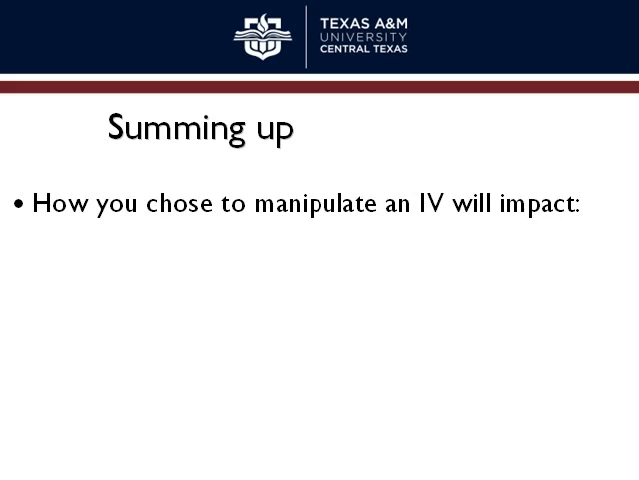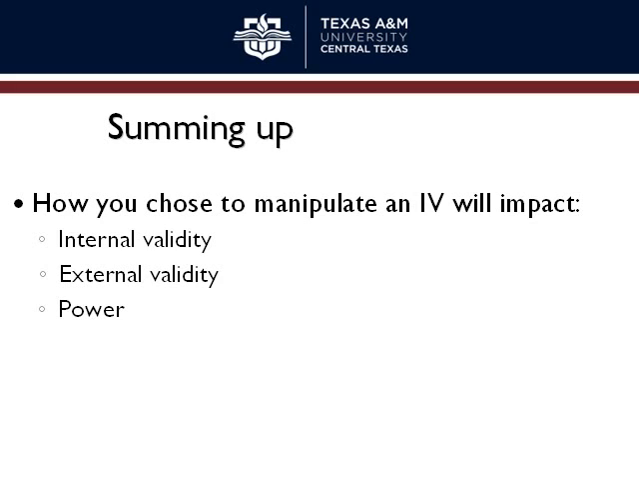Okay, summing up. So, important things to keep in mind. How you choose to manipulate an independent variable, the choices you make when designing a study, most commonly here an experiment, when figuring out what you're going to do to people, right? The instructions you're going to give one group versus the other, the things you're going to do to the environment. Those choices impact the internal validity of your study, the external validity of your study, and the power of your study. So they affect all the aspects of the conclusions you can draw at the end of the study. So an important thing to think about.